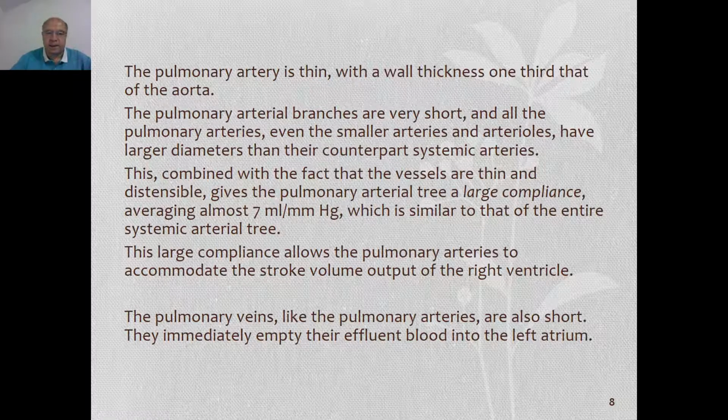This, combined with the fact that the vessels are thin and distensible, gives the pulmonary arterial tree a large compliance, averaging almost 7 milliliter per millimeter mercury, which is similar to that of the entire systemic arterial tree. This large compliance allows the pulmonary arteries to accommodate the stroke volume output of the right ventricle. The pulmonary veins, like the pulmonary arteries, are also short. They immediately empty their effluent blood into the left atrium.